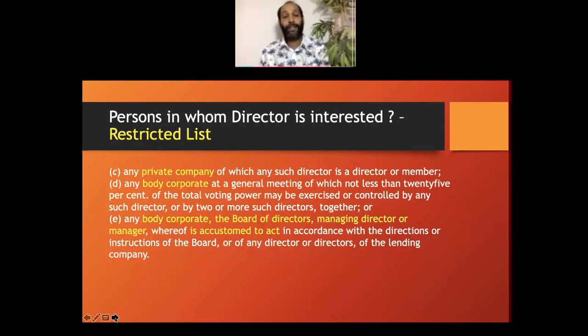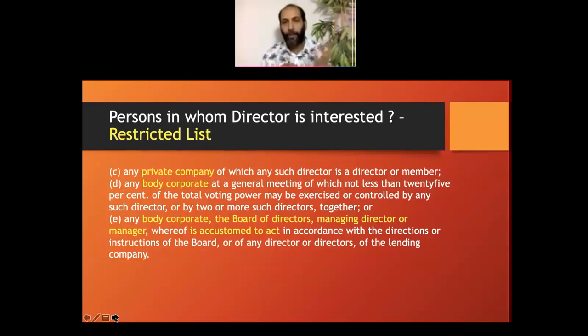Now we're coming to the second category called restricted. I told you, we have three lists. One is the prohibited list, you can't give loan. Second one is the restricted list, that is, the list where our director is interested in these persons. And third one is the permitted list. Now coming to the restricted list, what is included in the restricted list? A private company in which such director is a director or member. A private company in which our director is a director or member.